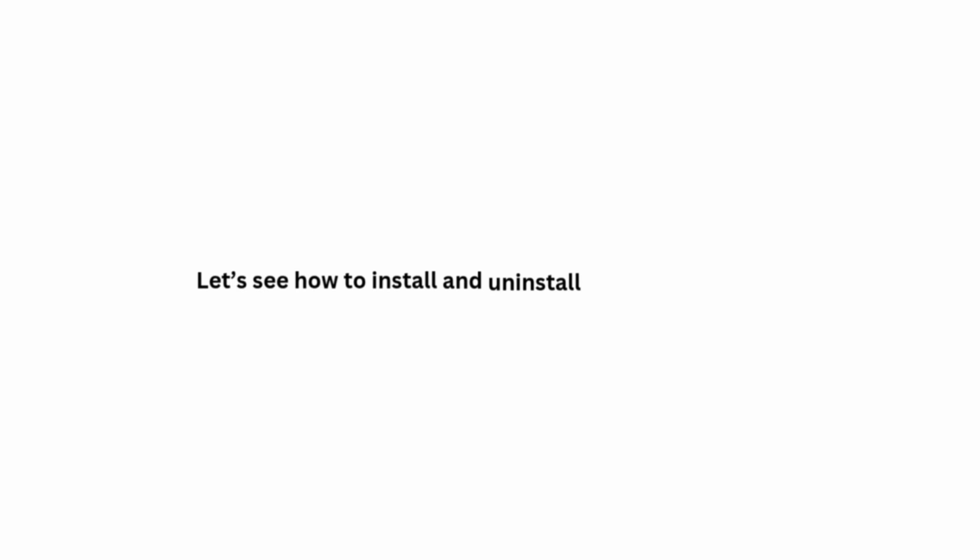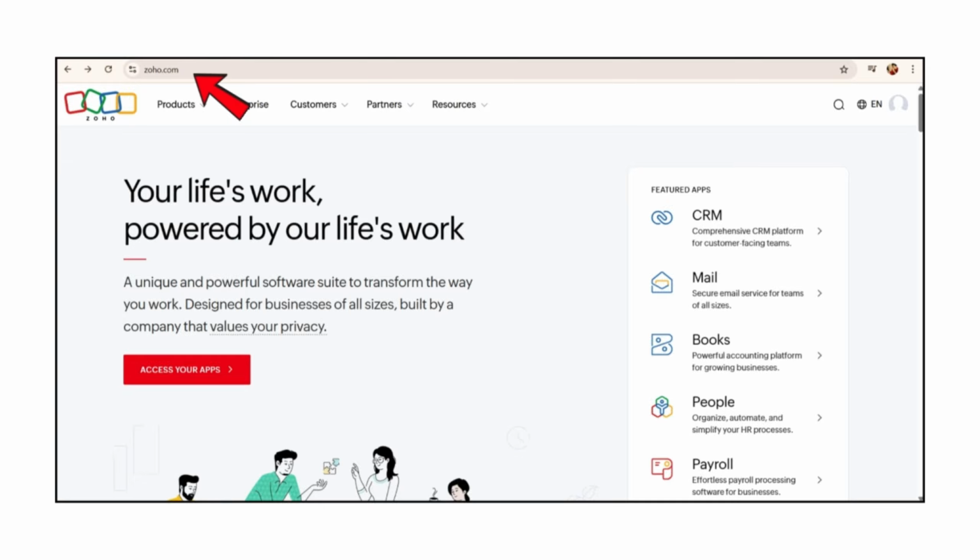Let's see how to install and uninstall Zoho for Windows. First, open your browser and type zoho.com. Once the page opens, click Access Your Apps.